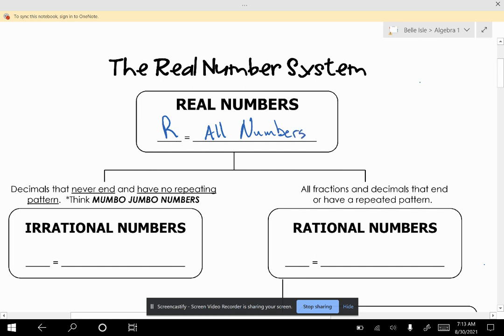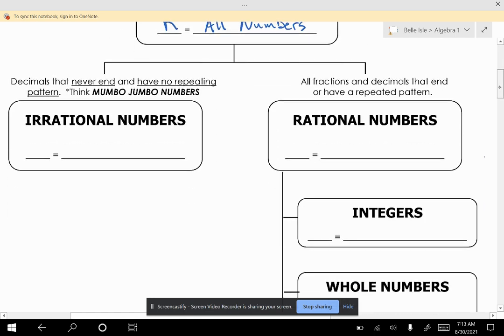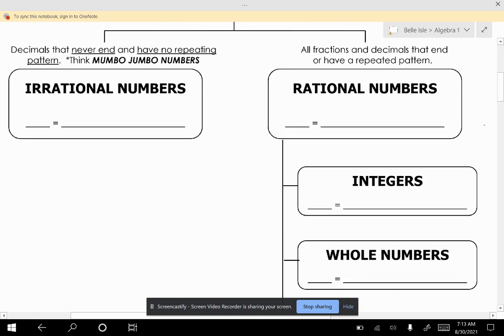Okay, but we're going to split them up into two different categories today. Looking at irrational numbers or rational numbers. So let's go ahead and fill in the rational numbers first. So for rational numbers, it'll be all fractions and decimals that end or have a repeated pattern. Okay, so got Q, which is going to stand for, here's your fraction, a decimal number, or a square root of 16, which comes out to a whole number.